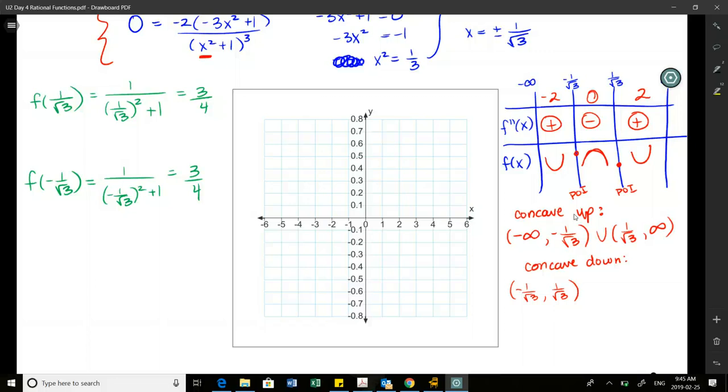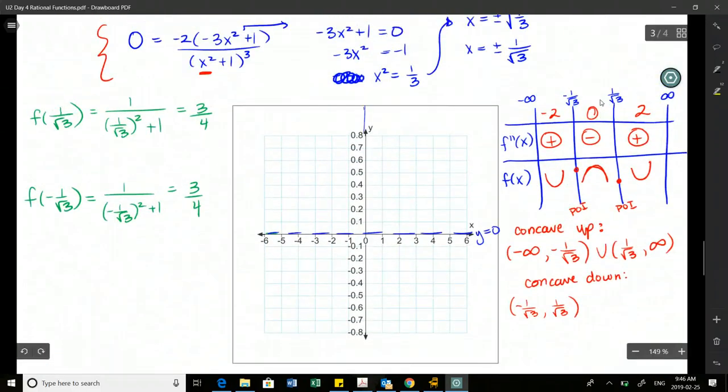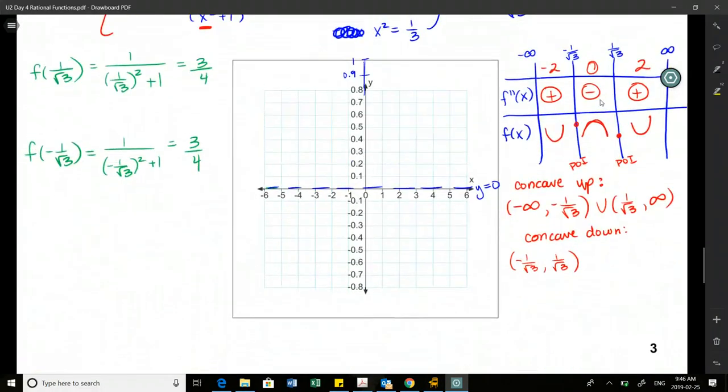Okay, I think we can get a really, really good sketch here. So we've got a horizontal asymptote. I'm going to start with that at y equals 0. We have no vertical asymptotes. I have a critical number at x equals 0, and we found the y coordinate of that to be 1, which is actually kind of off our graph, but we can just add it up here. So I'll just add it to the top. It was 1, right? Yeah, 1. 0, 1, which is here.